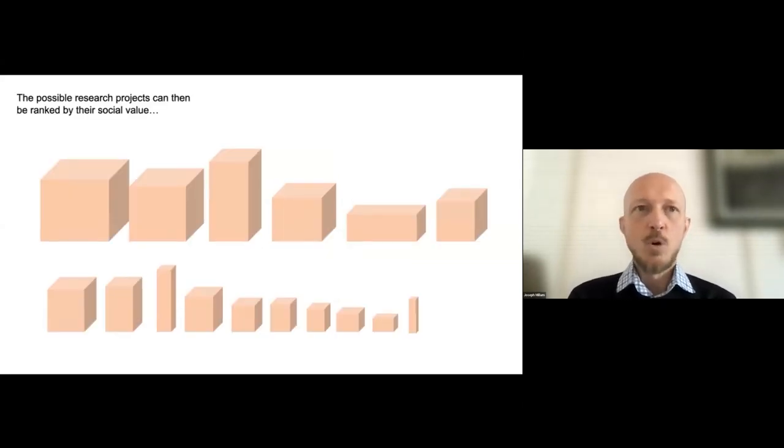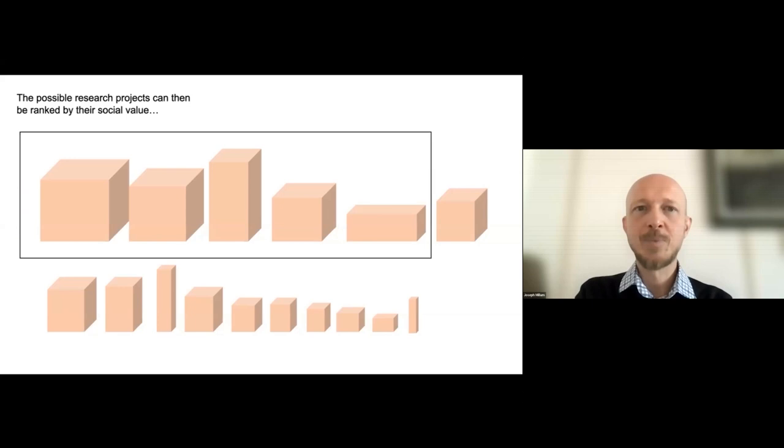If we do this for all the research projects, then we can rank those possible research projects by their social value, right? So then we have a long list of projects ranked by social value. We can make this more complicated if we're considering the cost of each individual project as well, and that'll also adjust the size of the cuboids. But conceptually, that's what's going on. And then we aim to identify the top research projects in terms of social value, and those will be the set of priorities.